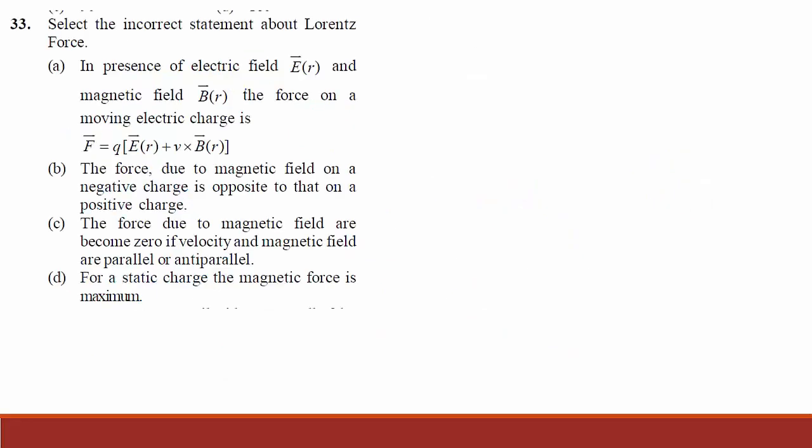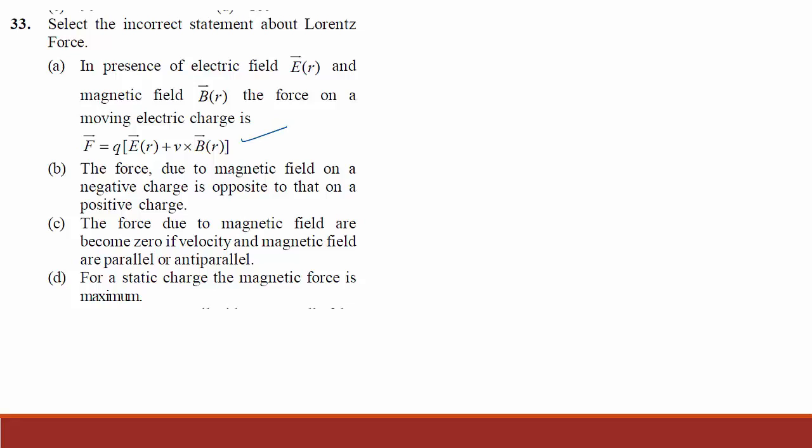Select the incorrect statement about Lorentz force. We have to choose the incorrect statement from the given 4 statements. The first statement is, in the presence of electric field and magnetic field, the force on a moving electric charge is given by F equal to Q into E of R plus V into B of R. When electric field and magnetic field are present, then the force acting on a moving electric charge is given by this equation. This is right.